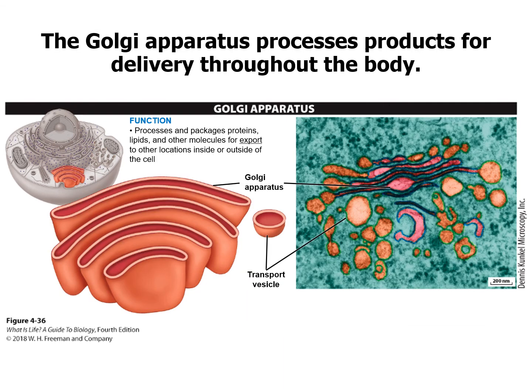Next up is the Golgi apparatus. This is where we process products for delivery throughout the body. Its function is to process and package proteins, lipids or fats, and other molecules for export to other locations inside or outside of the cell. I always like thinking of the Golgi apparatus as kind of being like a mailroom. It's sort of deciding where things go, it's packaging them up, and specifically it's going to package it up into a transport vesicle that you can see there that is illustrated.